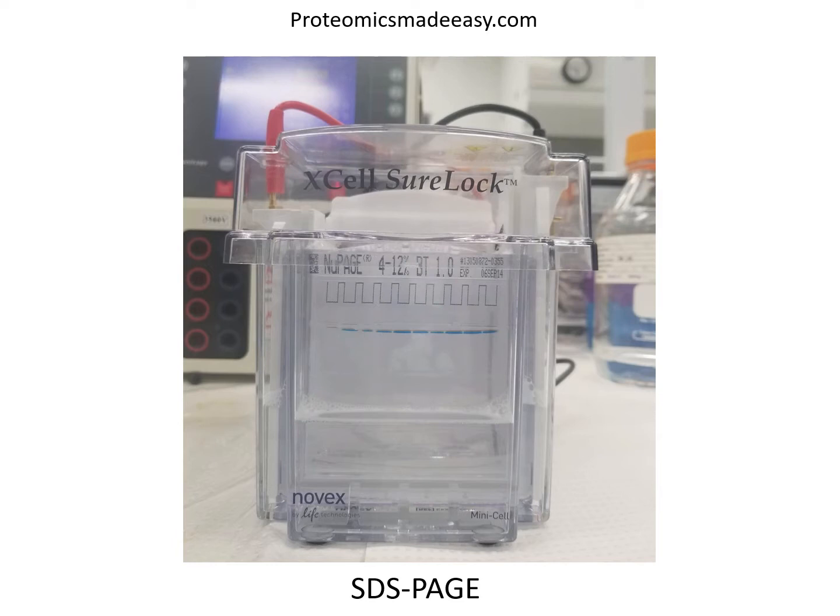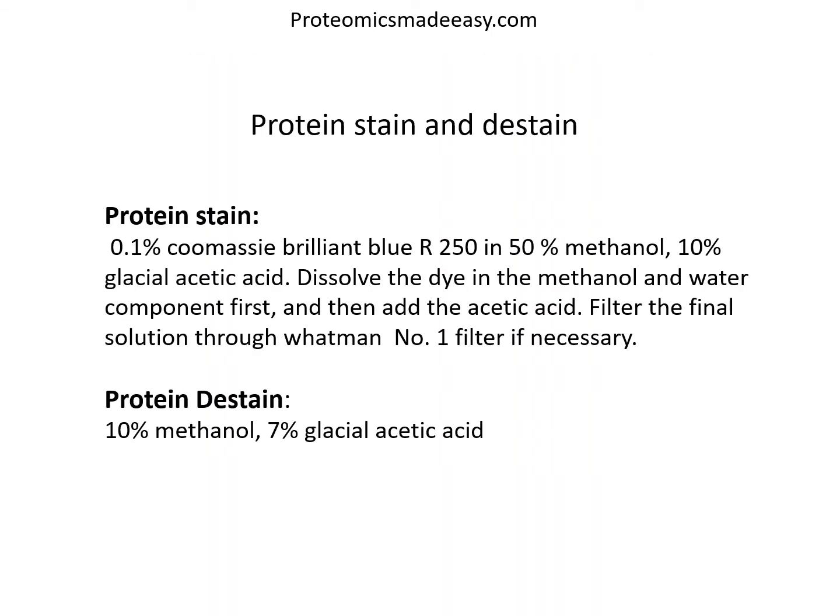The destain solution removes unbound background dye from the gel, leaving stained proteins visible as blue bands on a clear background. You can prepare the protein Coomassie stain using Coomassie Brilliant Blue R250, methanol and glacial acetic acid as shown here. Destain solution contains methanol and glacial acetic acid without the dye.